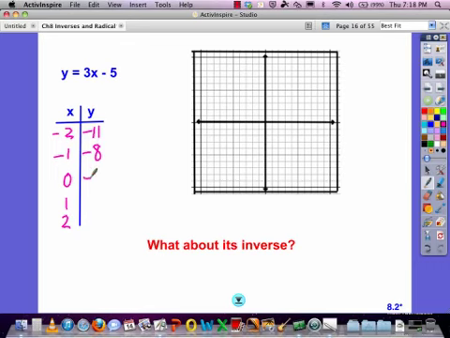0 subtract 5, negative 5. 1 times 3 is 3. 3 subtract 5 is negative 2. 2 times 3 is 6. 6 subtract 5 is 1. So we're getting our ordered pairs there. And looks like we have pretty close to just what we need if we still keep it by ones. So let's now graph the original.